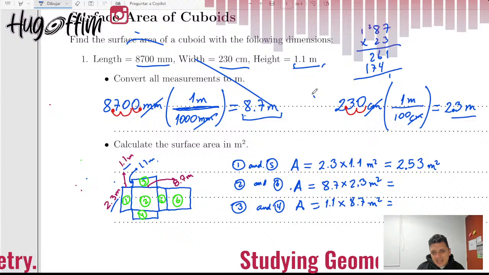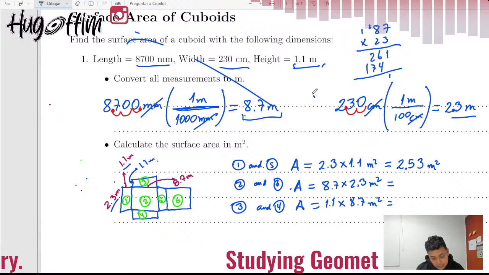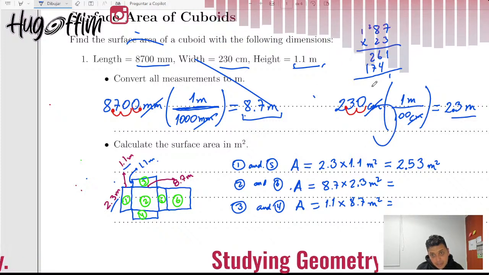Okay, at least you know the idea of how to get the surface area. That is multiplying here.